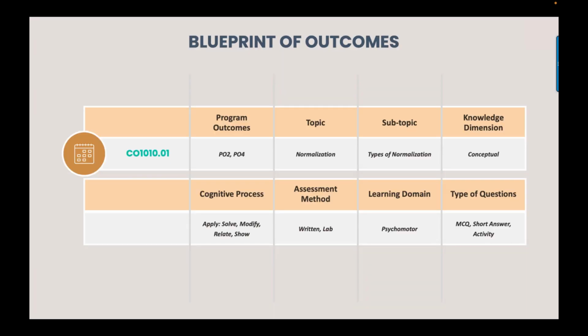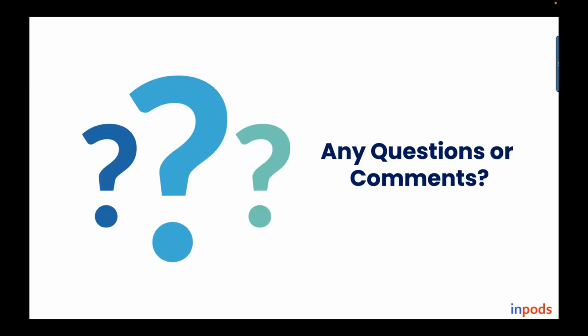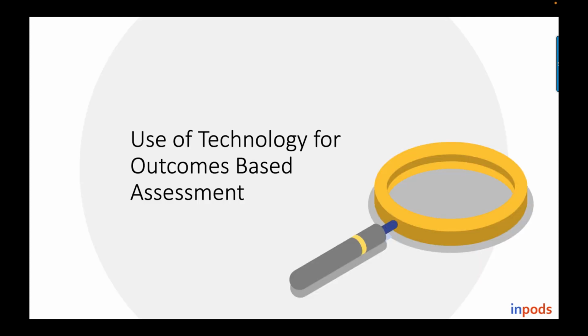Essentially, implementing OBE needs to be done with the right footing, right process, right method, and right rigor. Use technology such as Inpods to collect the data, analyze it, use the input to improve your curriculum, and also design questions which are focused on outcomes to avoid any misalignment. So that's about it.